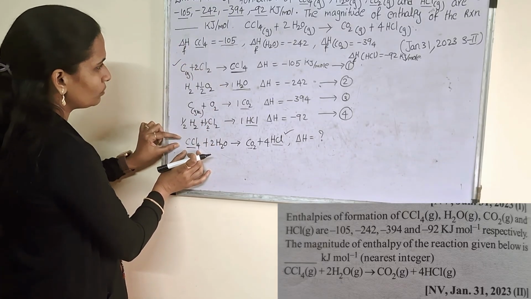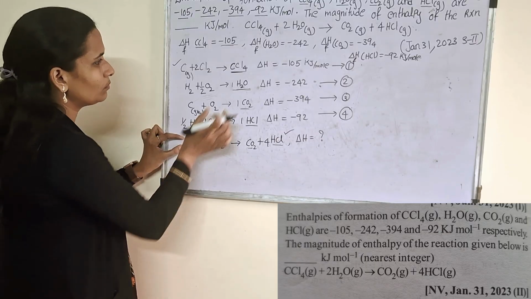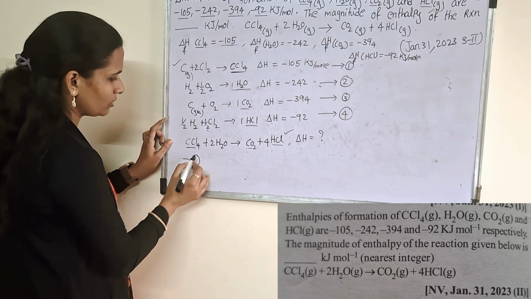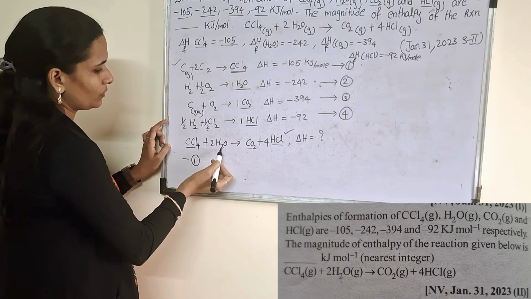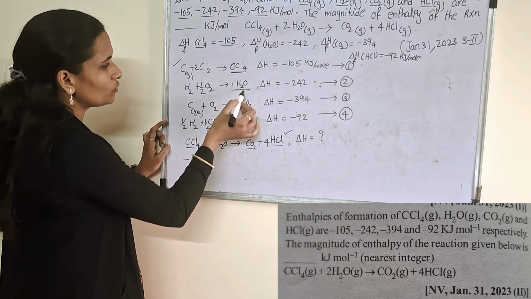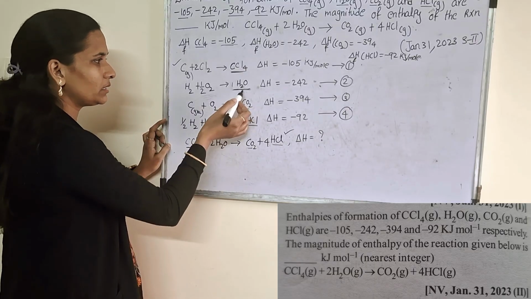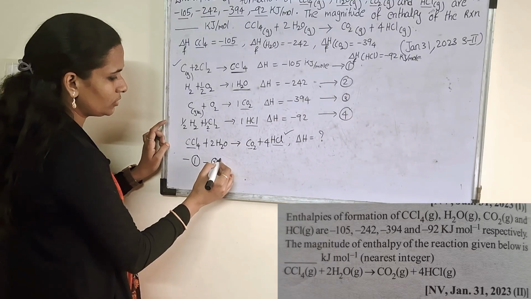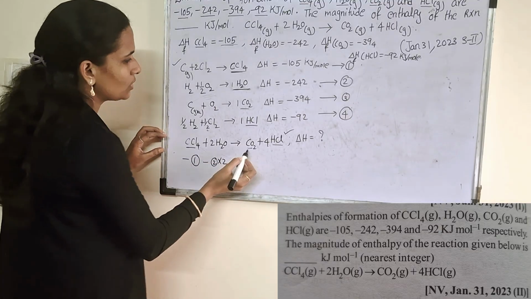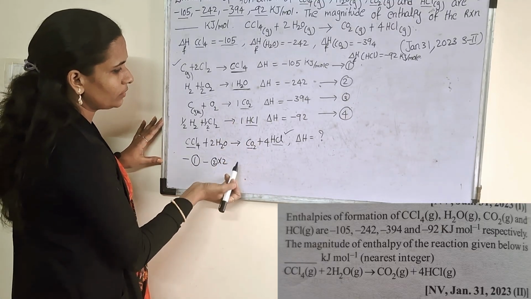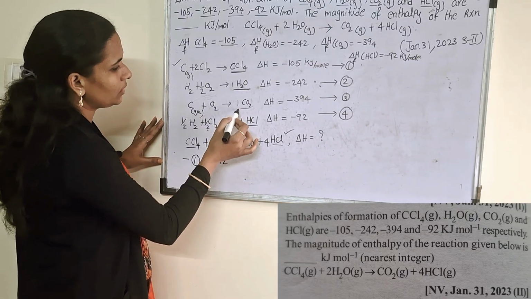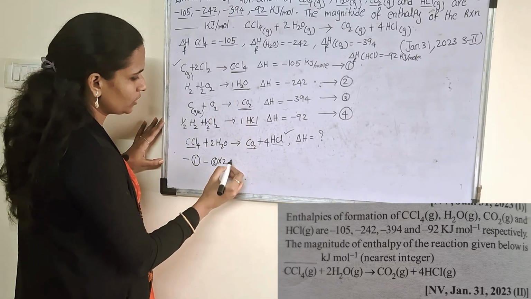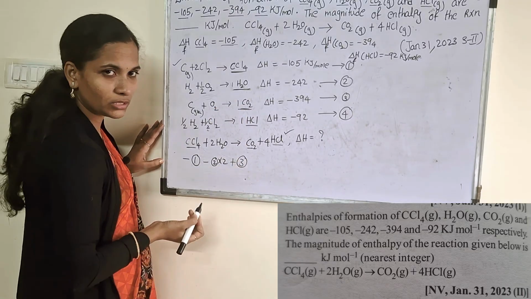First, CCl4 we need on the reactant side, but it is on the product side, so reverse the first equation. Next, H2O, 2 moles we need on the reactant side, and here it is 1 mole on the product side. So reverse the second equation also, and multiply by 2. Next, CO2, 1 mole we need on the product side. Here also CO2 is 1 mole and on the product side, so write the third equation as it is.